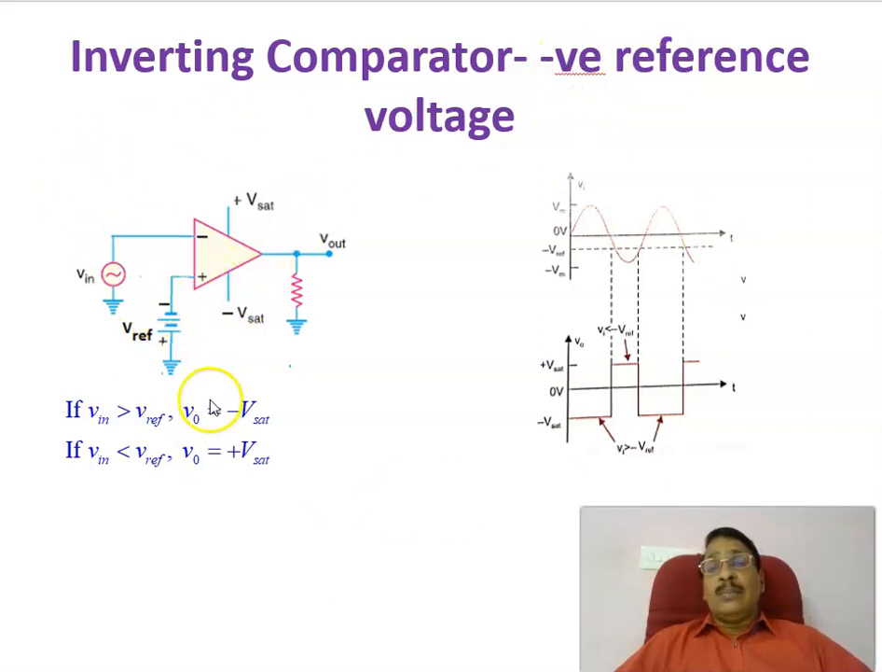Now, in all these comparators, we have seen that we are comparing two voltages applied to either the plus terminal or the negative terminal, and this is an open circuit. There is no feedback path, and the output will be either the biasing voltage plus V sat or minus V sat, depending upon the relative magnitude of the input voltage as well as the reference voltage. That is the comparator, like a non-inverting comparator or inverting comparator, with positive or negative reference voltages.